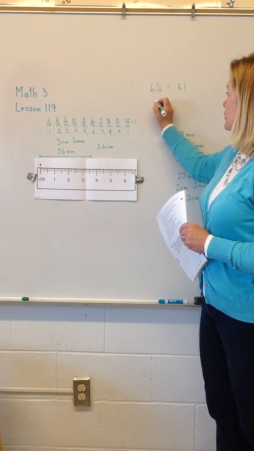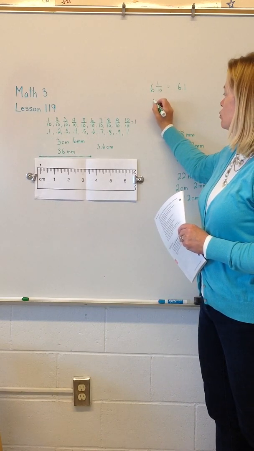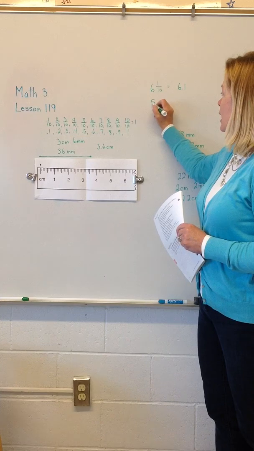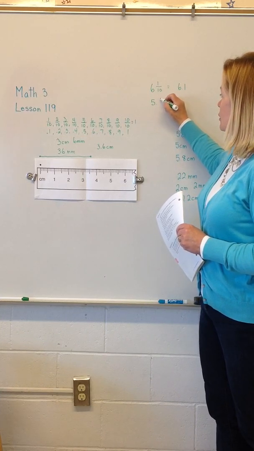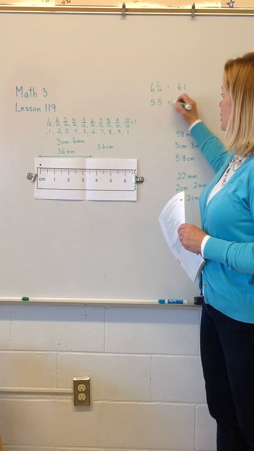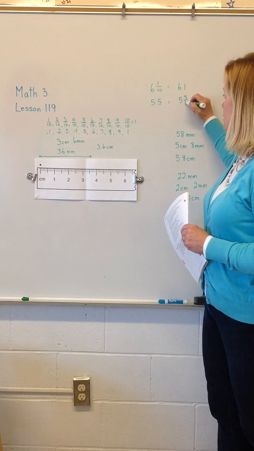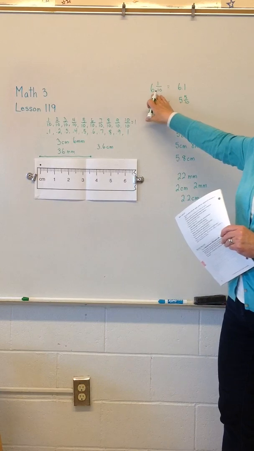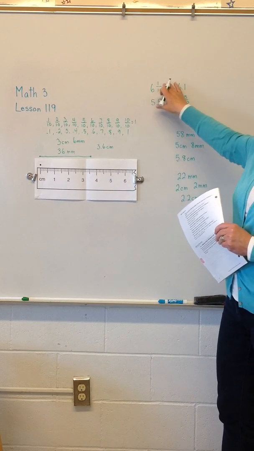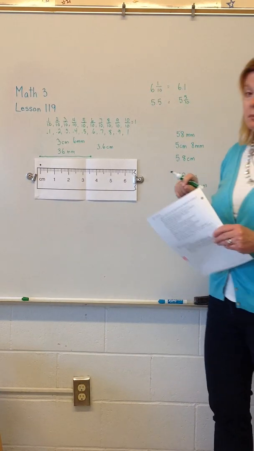And if this over here was the decimal, let's do a different one. Let's say 5.5. You have to tell me as a mixed number what it is. A mixed number means that it has a whole number and then a fraction.